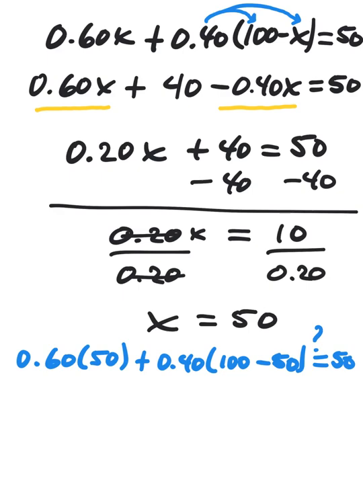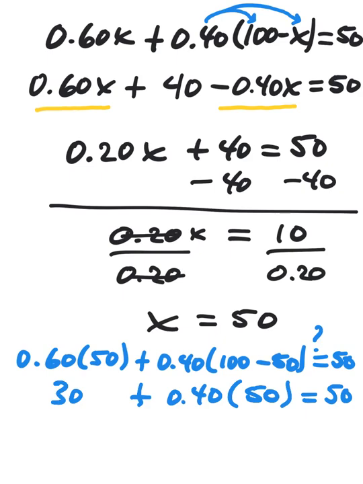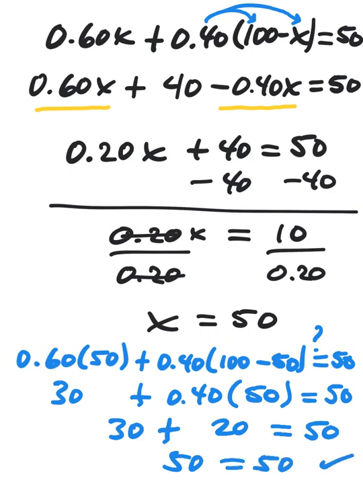All right, so we have 0.60 times 50. That gives us 30. So 50 there. 50 times 0.40. That's 20. So we get 30 plus 20, which does in fact equal 50. So 50 is a good answer.